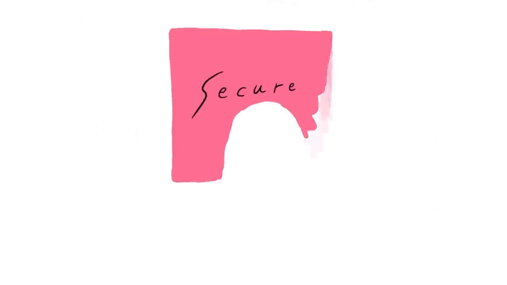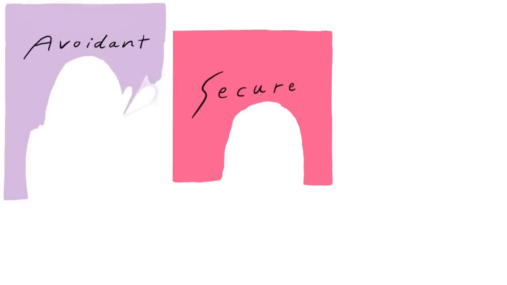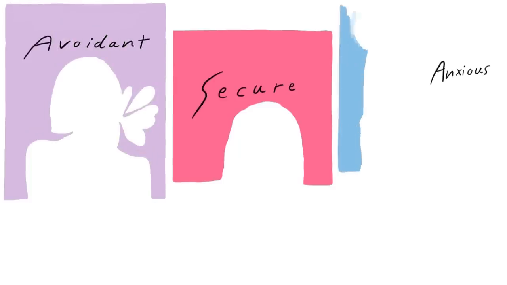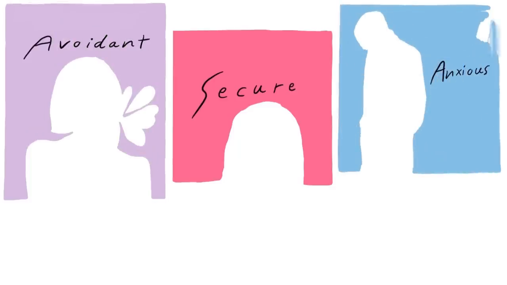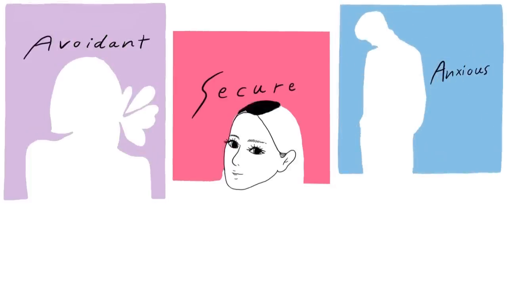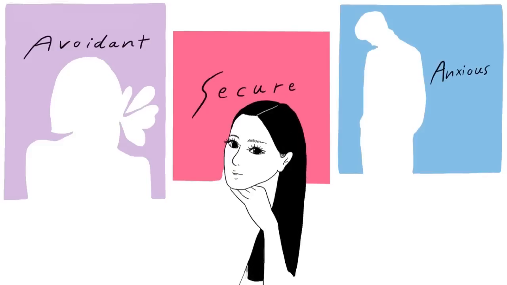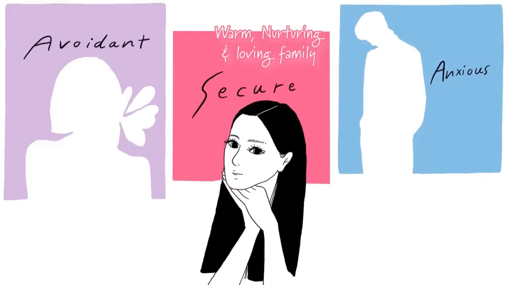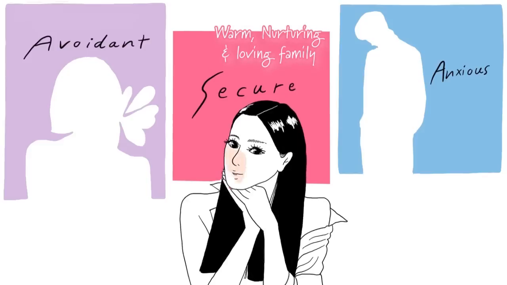To explain this theory, I would like to introduce 3 of my good friends to you. They each represent the different types of attachments we can have from when we were a child. This is Lily. She's the secure type. Lily comes from a very warm, nurturing, loving family where she never felt like she lacked love and attention.